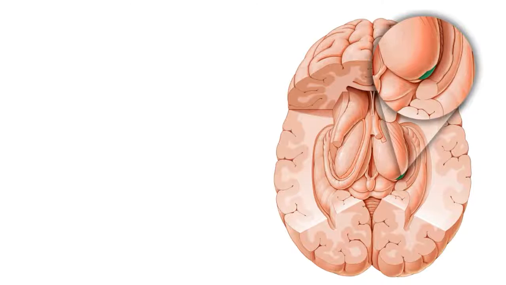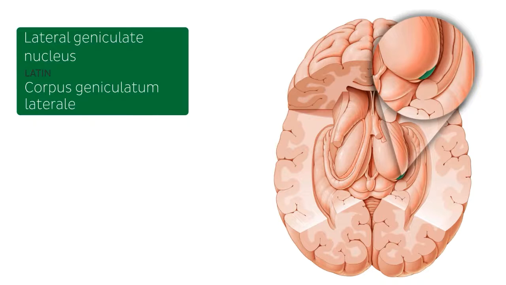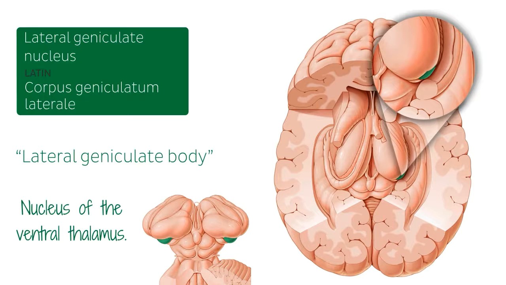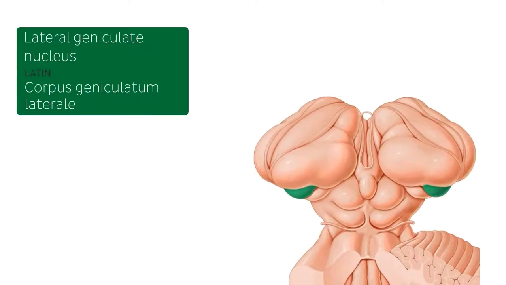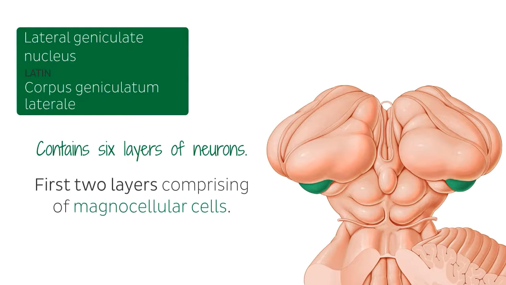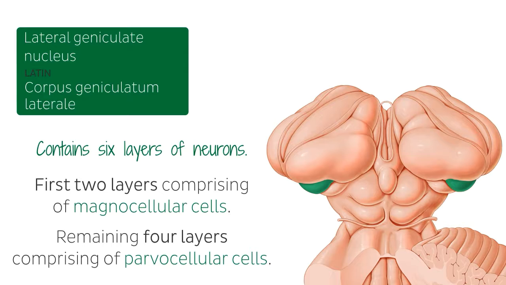From the posterior, ventral, and lateral aspects of the pulvinar, two important nuclei are present and protrude from each side. Now, these are known as the medial and lateral geniculate bodies, or nuclei. Now, in this image, you can see the lateral geniculate nucleus, also known as the lateral geniculate body. Now, this is a nucleus of the ventral thalamus. This small ovoid nucleus contains 6 layers of neurons, with the first 2 layers comprising magnocellular cells and the remaining 4 layers comprising parvocellular cells.